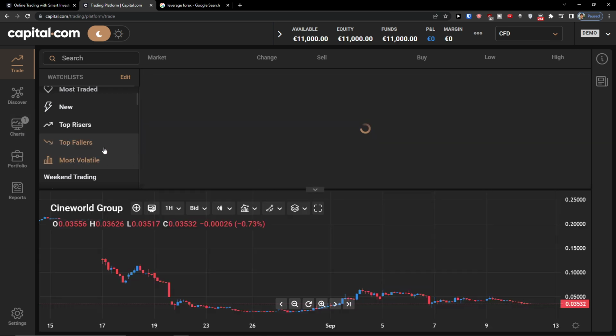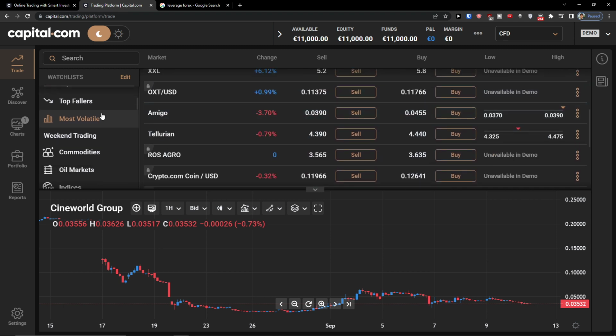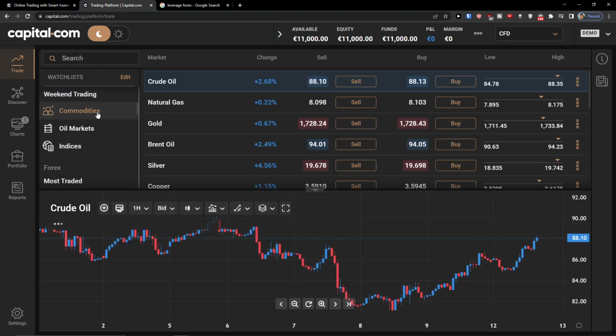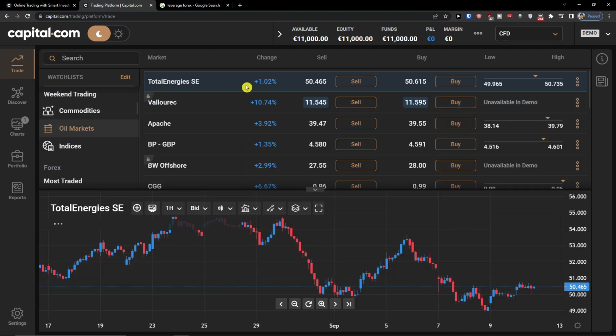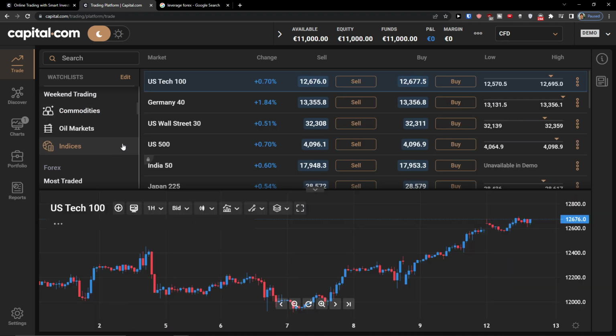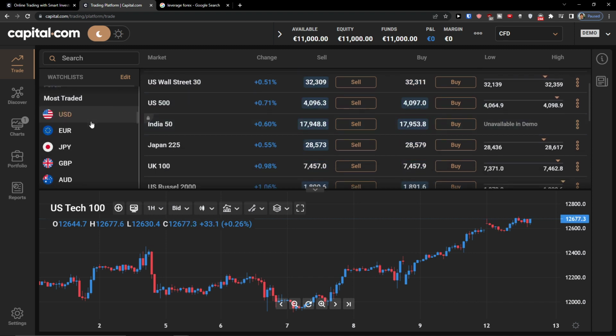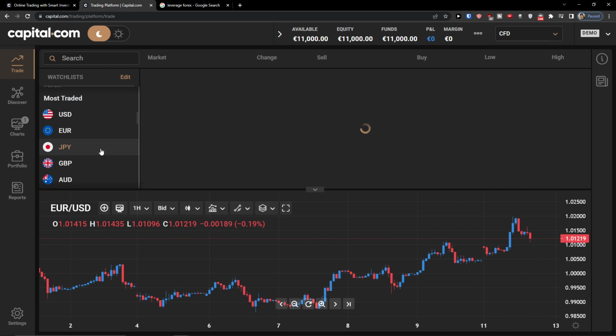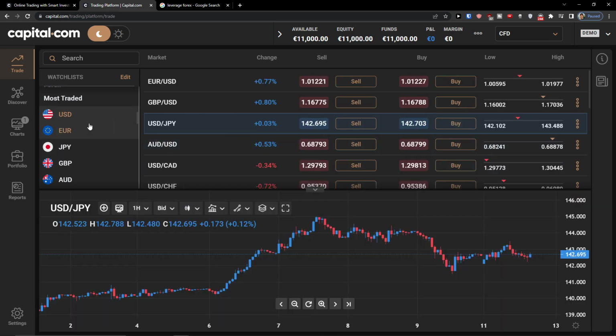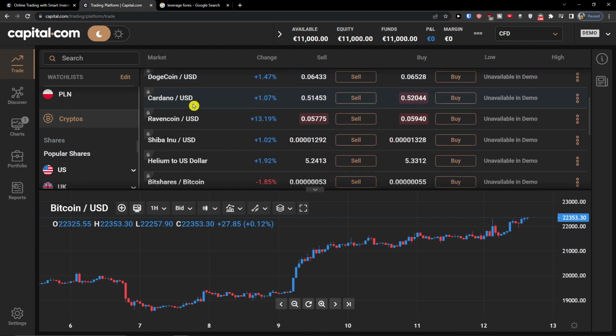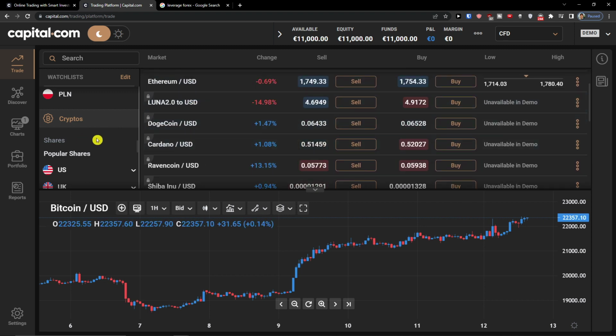Then we're gonna have also the most volatile. And then we're gonna have the commodities, oil markets, indices, and then we're gonna have the forex. So we can simply find the euro. So all the pairs you would find right here. Crypto, Bitcoin, and we can do that also.